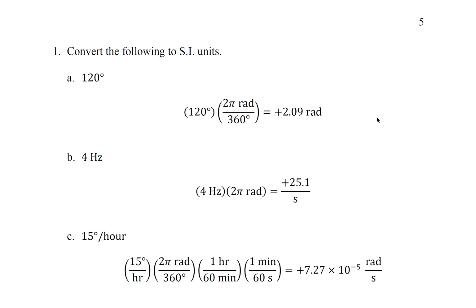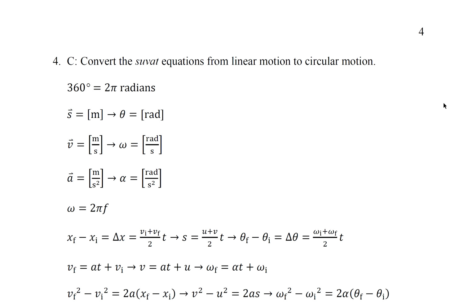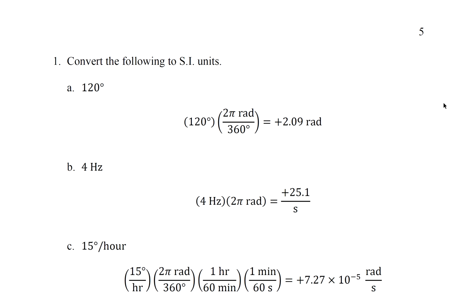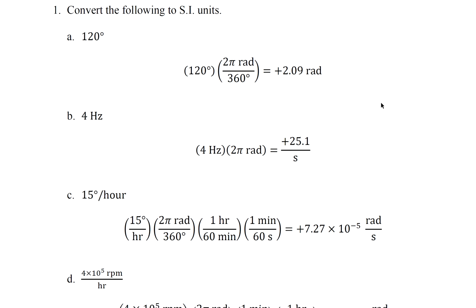Okay. Question 1, that's a mistake. This was question 1, 2, 3, 4. This is question 5. Convert the following to SI units. So we know this is equal to the number 1. So I just converted degrees to radians.